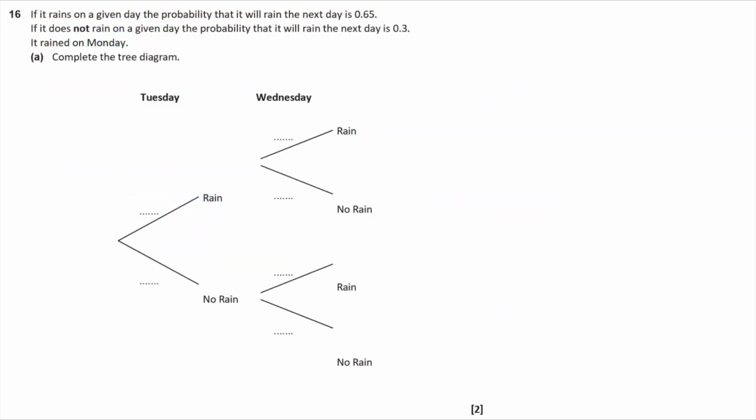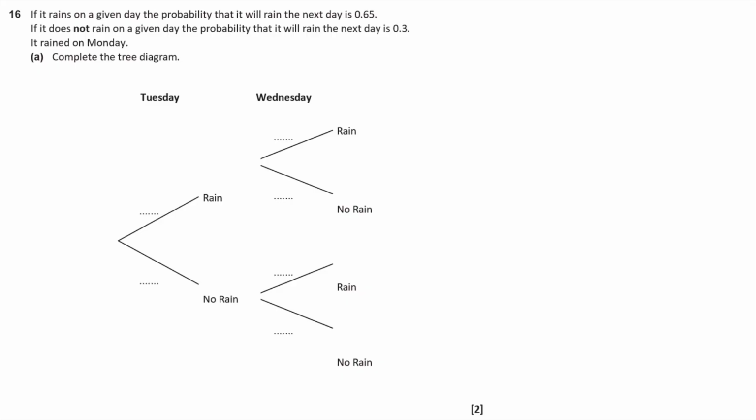Question 16. If it rains on a given day, the probability that it will rain the next day is 0.65. If it does not rain on a given day, the probability that it will rain on the next day is 0.3. It rained on Monday. Complete the tree diagram. Okay, so the first part of our tree diagram is Tuesday, and we're told it definitely rained on Monday.